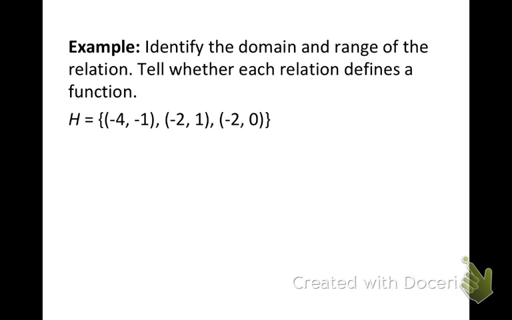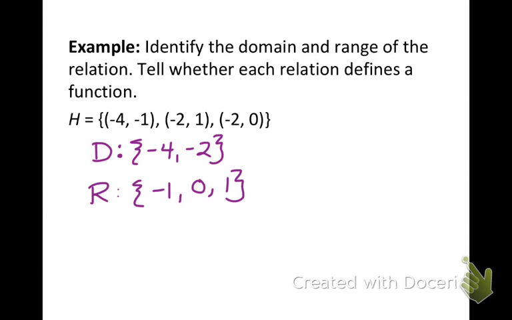H has the ordered pairs (-4, -1), (-2, 1), (-2, 0). So, again, let's identify the domain. My smallest is -4 followed by -2. Because there are 2 -2s, I'm only going to write it once when I list my domain. My range, smallest is -1 followed by 0 followed by 1.